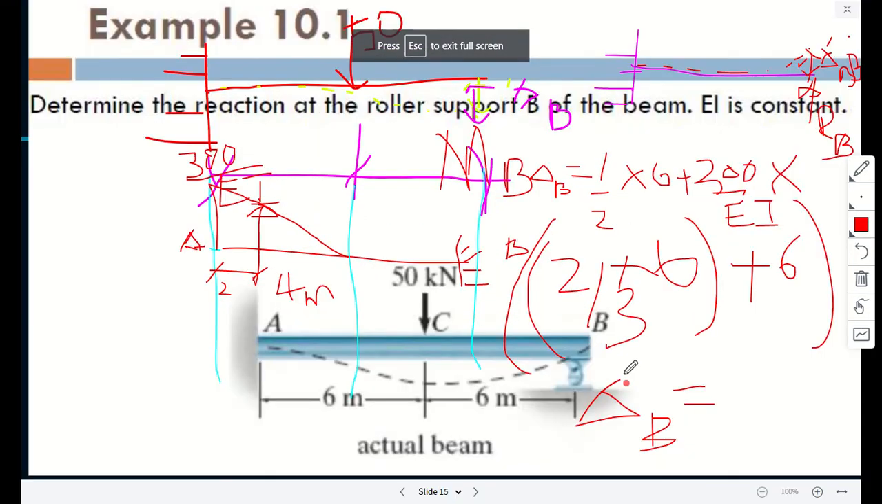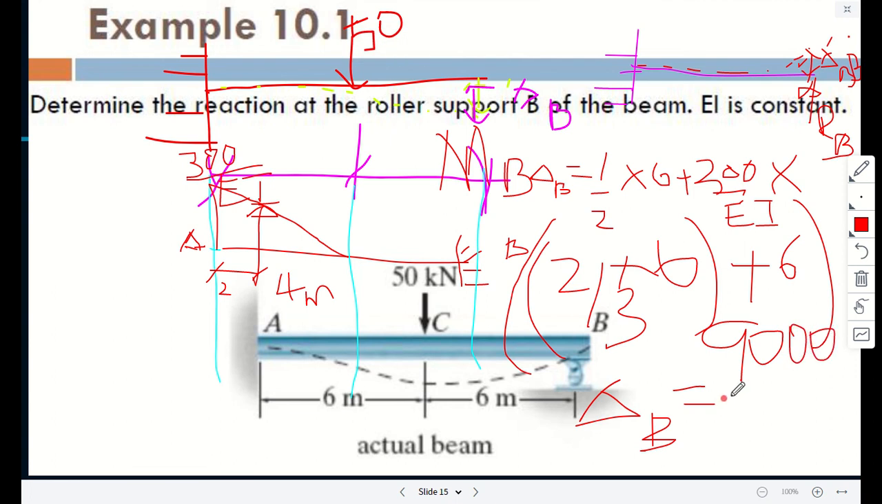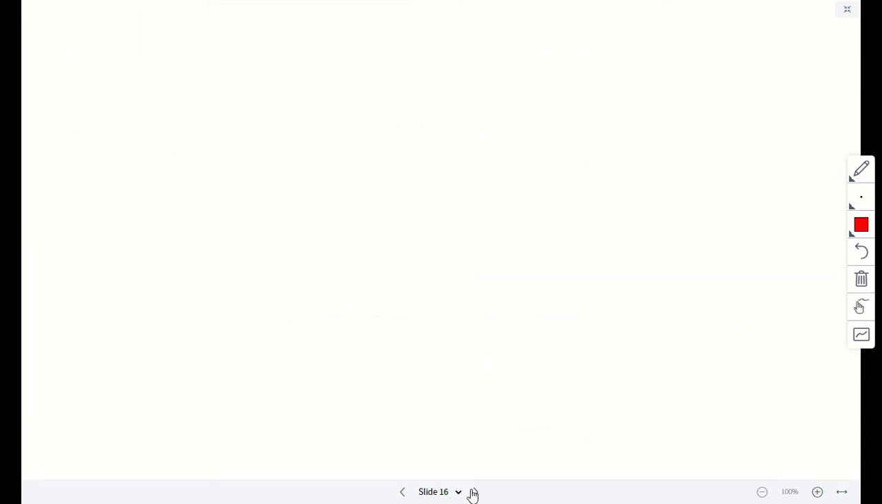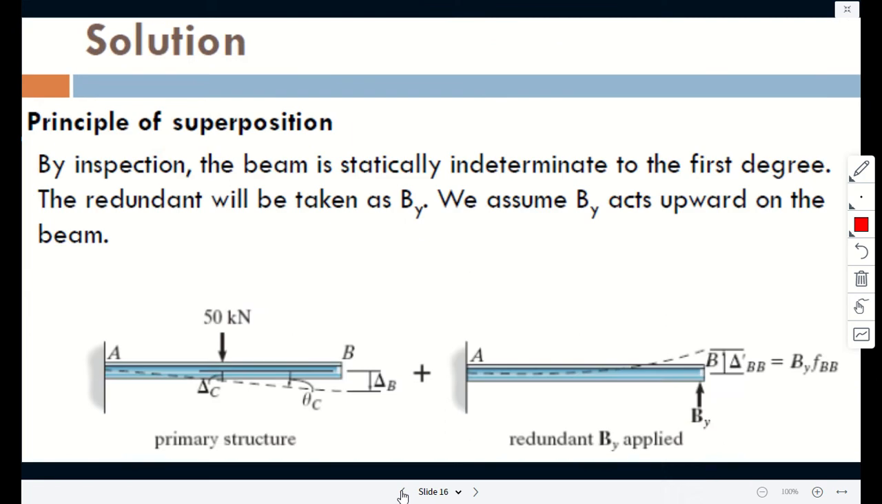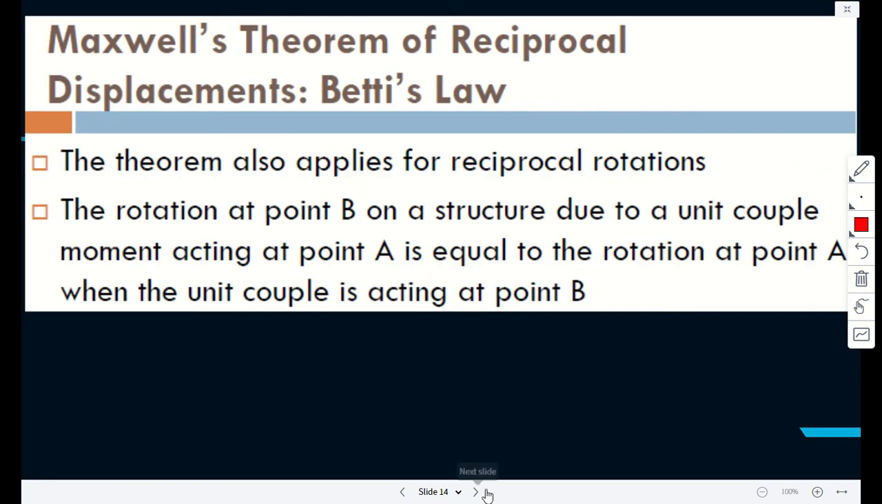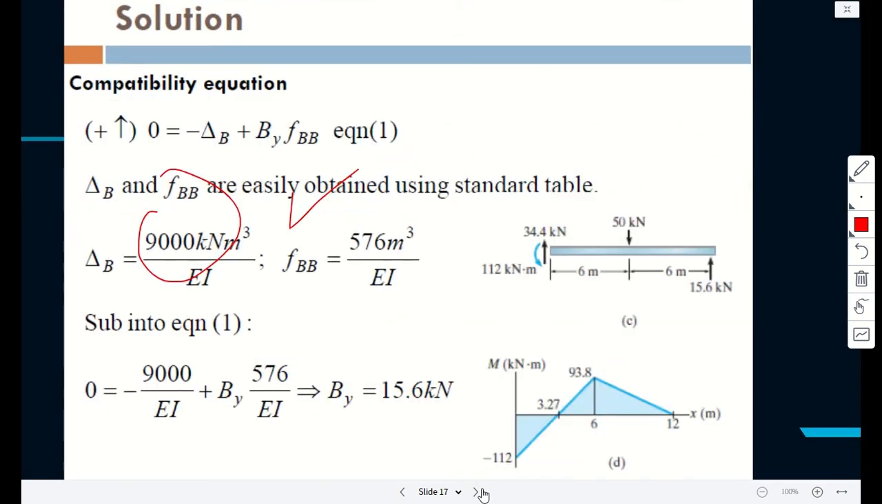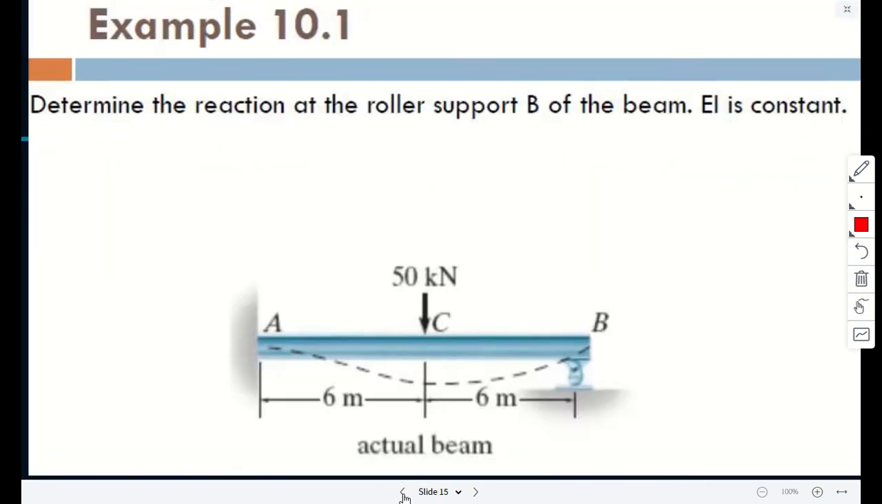Many people have calculated this. Yes, it's 9,000 over EI, so that's good. So when you see you are not, I hope that's the correct thing. So here, you can see that's your solution. So let's go back. So here, we got 9,000.